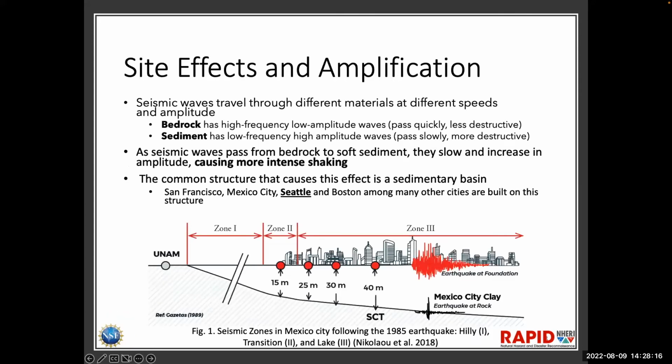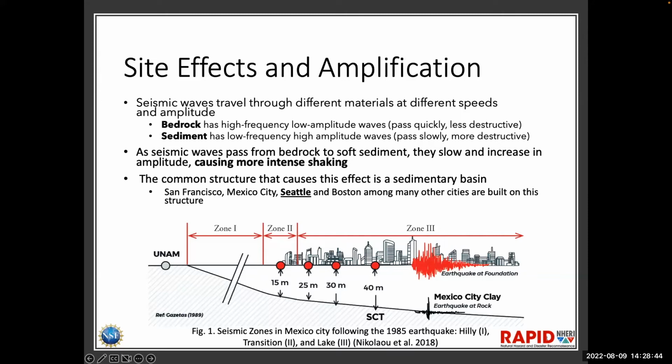To understand site effects, it's important to know that waves travel through different materials differently. Waves going through bedrock are at a high frequency, so these pass quickly and are generally less destructive. Then through softer sediments, these are low frequency waves that pass slowly and are generally more destructive. It's also important to know that seismic waves amplify when they travel from bedrock to soft sediment because they're slowing down and the amplitude is increasing. This is known as site amplification, and this causes more intense shaking.